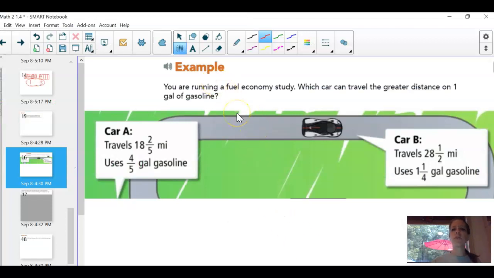Okay, so you're running a fuel economy study. So you're studying to see which car is going to be using their gasoline more effectively. So it says which car can travel the greater distance on 1 gallon. So you should think, I want per gallon, which means my unit rate is per gallon, so I want gallon on the bottom. At this point, go ahead and set it up. Go ahead and solve and see whether you can come up with which car is getting better gas mileage per gallon of gasoline, almost said water.